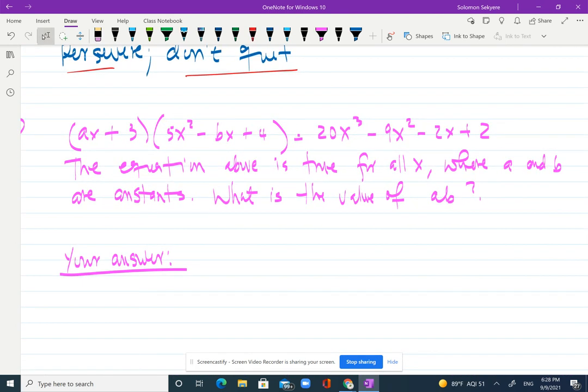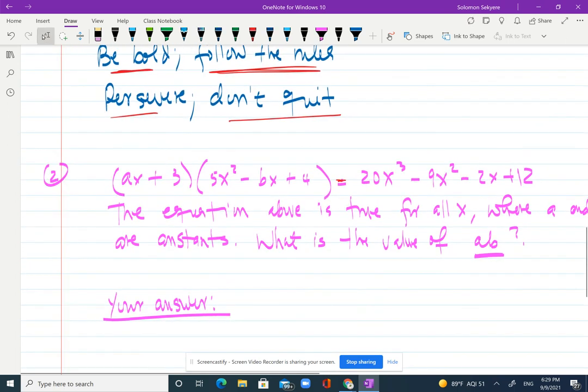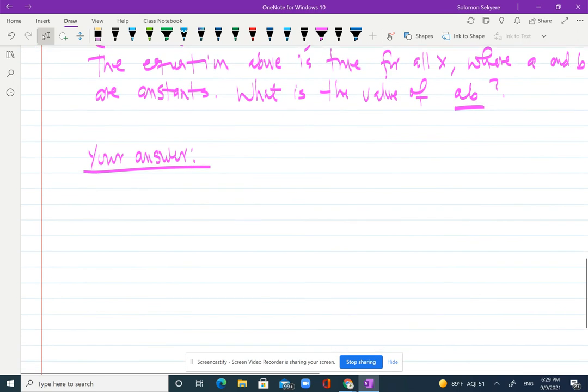If ax plus 3, in parentheses, multiplying 5x squared minus bx plus 4, is equal to this whole expression, 12. The equation above is true for all values of x, where a and b are constants. What is the value of a times b? Send me your answer and more examples will be coming.